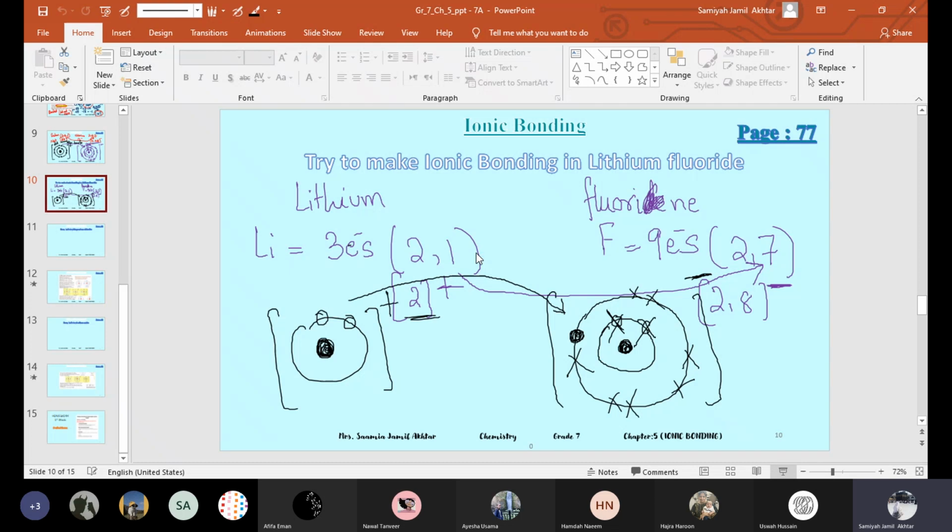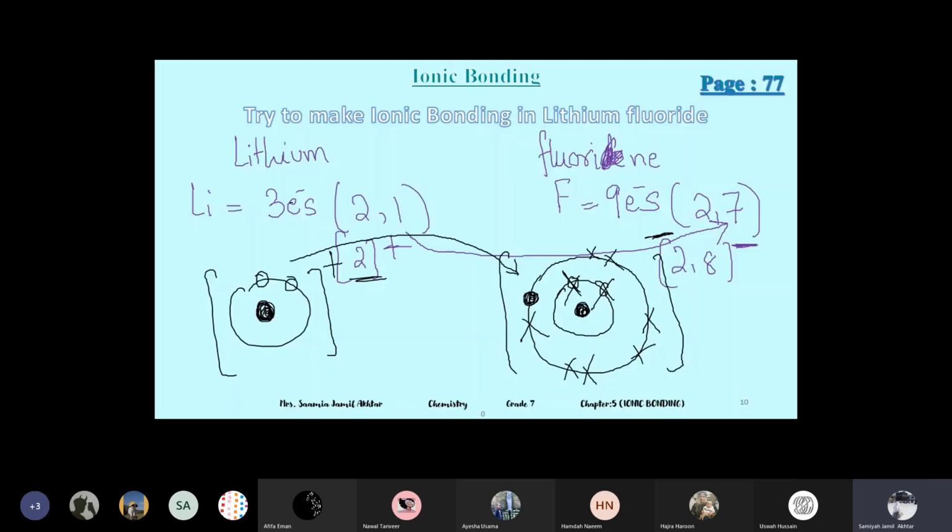For lithium fluoride, we did the example in the last class. Now we'll discuss more examples. Do you remember how we made the dot and cross diagram? In a dot and cross diagram we indicate one atom's electrons with dots and the other element's electrons with crosses, to differentiate between the electrons of the two substances.